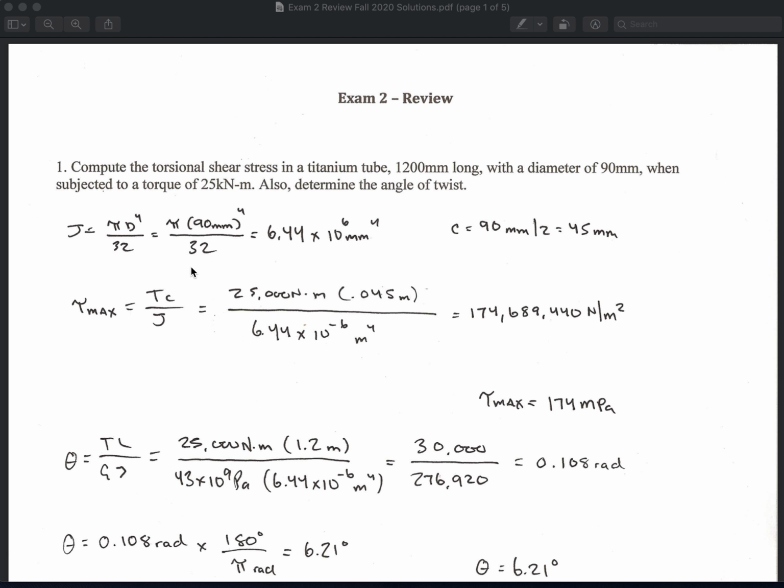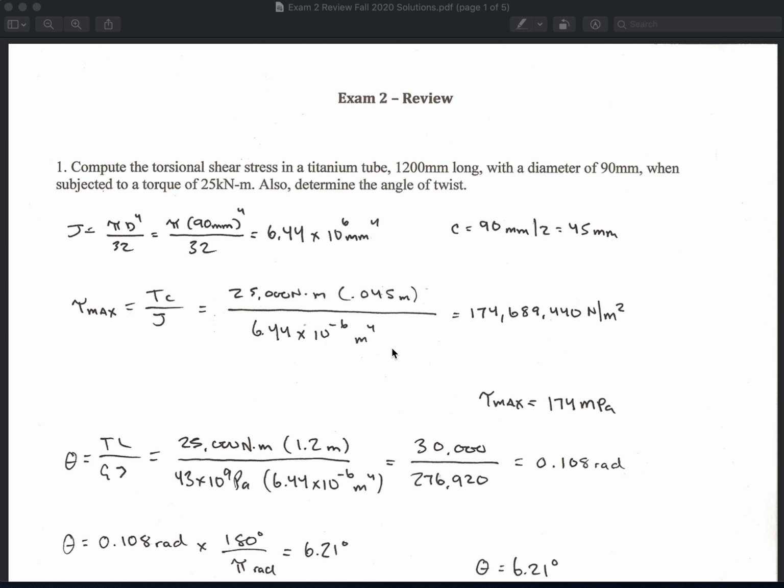Now we need to plug everything into this equation and maintain consistent units. First off, the torque is given as 25 kilonewton meters, so I've written 25,000 Newton meters. The C also needs to be in meters. Over here I've answered in millimeters, so I converted that to 0.045 meters. J was obtained in millimeters to the fourth. It needs to be converted to meters to the fourth, so we have consistent units.